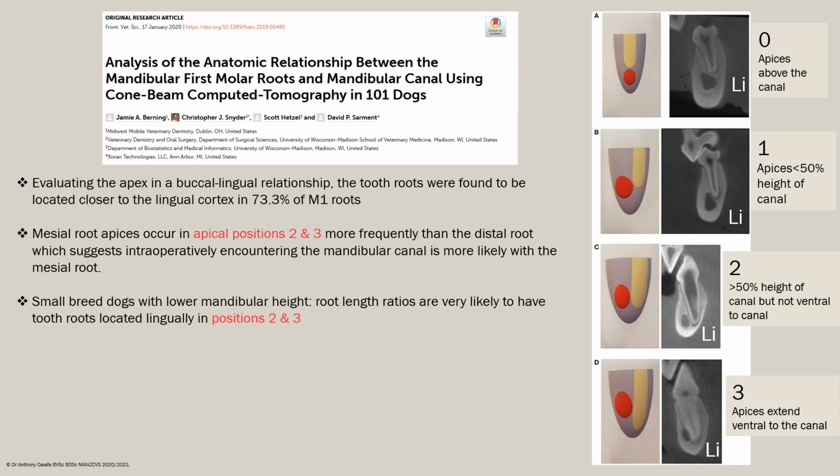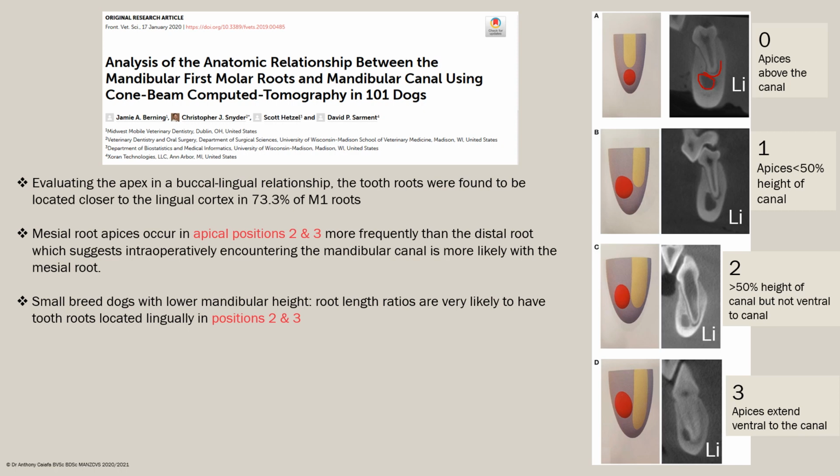There was a very recent study, 2020, that looked at the anatomical relationship between the mandibular first molar roots and the mandibular canal using cone beam CT. And this study alarms us as veterinary dentists. You can see on the right-hand side here we have what's classified as apical position 0. You can see that the end of the tooth root here is well away from the mandibular canal.